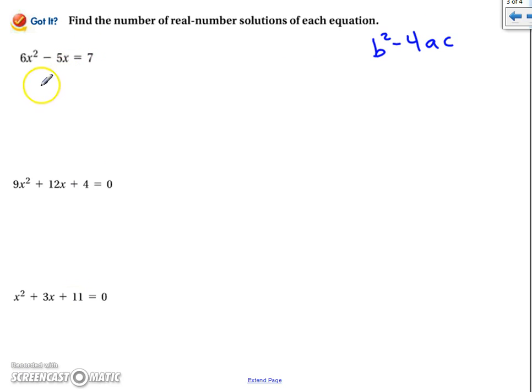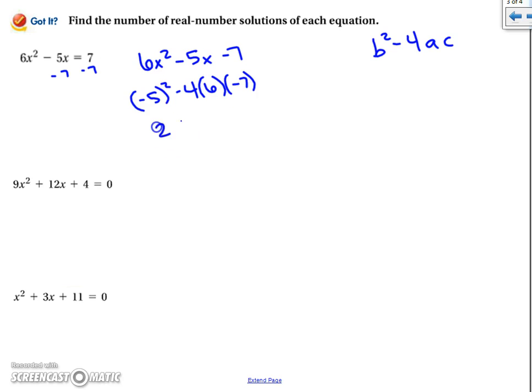For this first one, we have to write it in standard form first, so we're going to subtract 7 from both sides to get 6x squared minus 5x minus 7. Using our discriminant, we're going to go negative 5 squared minus 4 times my a, which is 6, times my c, which is negative 7. When I do that, I get 25 plus 168. I add that together and I get 193. Again, it is a positive number. I have two solutions.